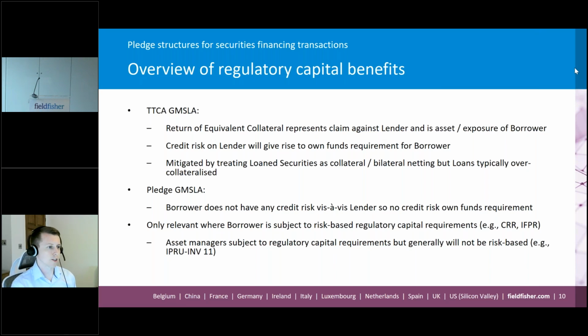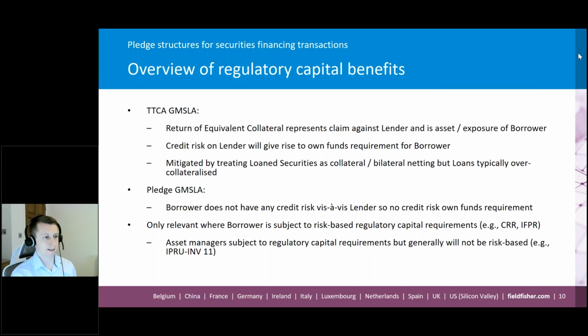So under the traditional title transfer GMSLA, the return of equivalent collateral at the end of a stock loan represents a claim that the borrower has against the lender for the return of that collateral. And this therefore is an asset and an exposure of the borrower. So under risk-based regulatory capital frameworks, this gives rise to a credit risk that the borrower has on the lender, and that therefore needs to be risk-weighted and then translated into an own funds requirement. So it translates into a minimum amount of capital that the borrower has to hold with respect to that exposure.